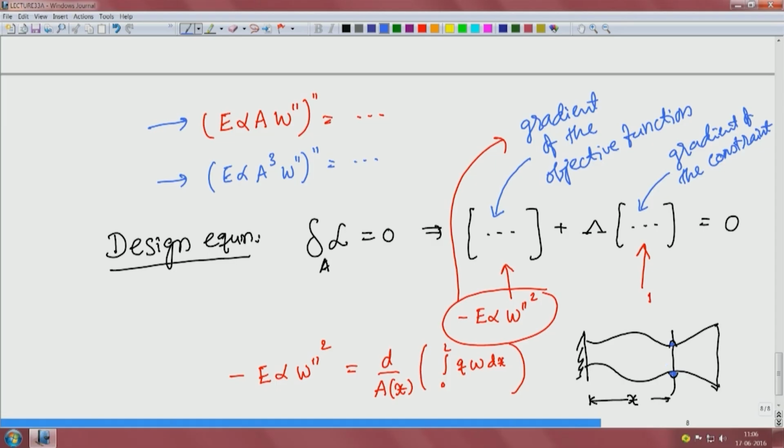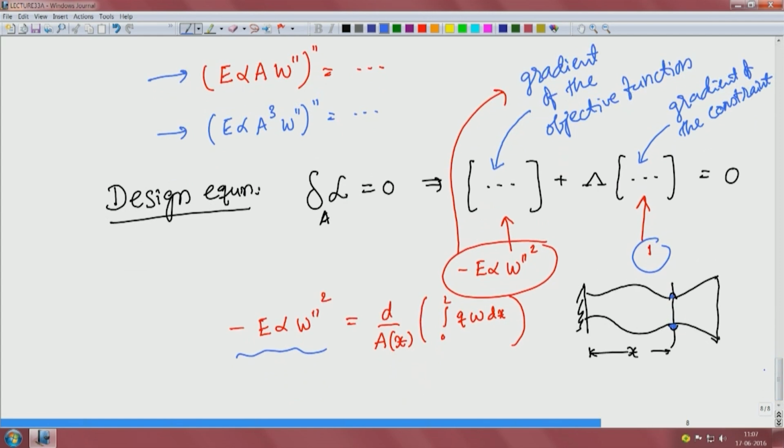So, at what rate that is changed is given by this, okay. And likewise in this case the gradient is 1, because the volume constraint we have is the integral of a dx with respect to a; if you take the derivative you get 1, and that is what we got, okay. The design equation will always have this form, and the adjoint equation will always have a form similar to the equilibrium equation.